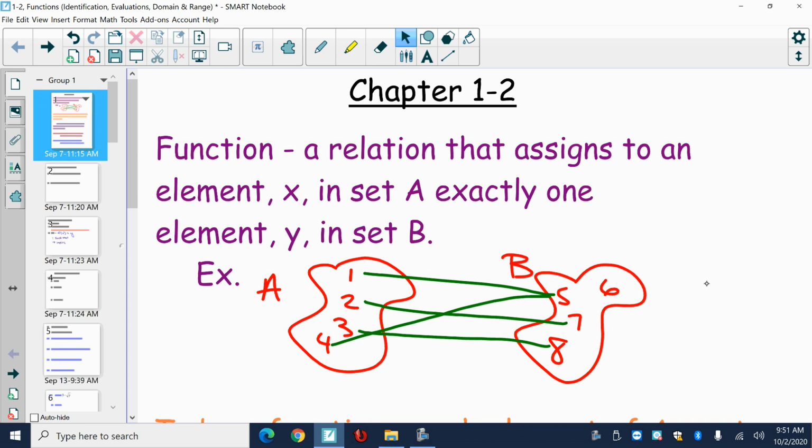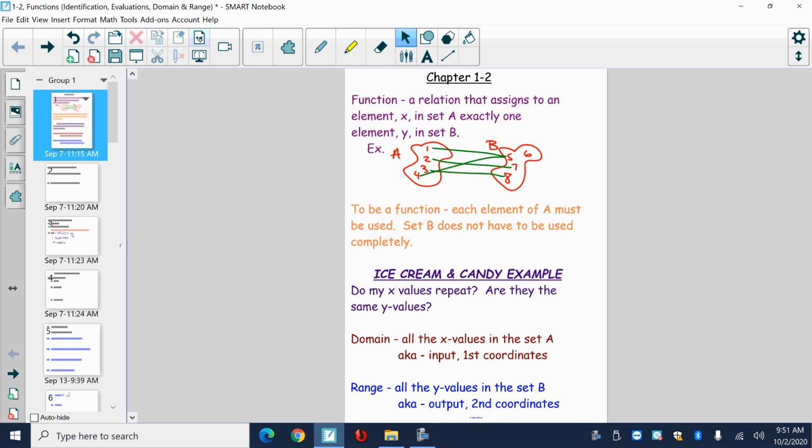What this means is, if you are in set A, you have to choose one element from set B. 1 is choosing 5, 2 is choosing 7, 3 is choosing 8, and 4 is choosing 5. All of set A must be used, but not all of set B has to be used. To be a function, each element of A must be used, but not all of set B has to be used.